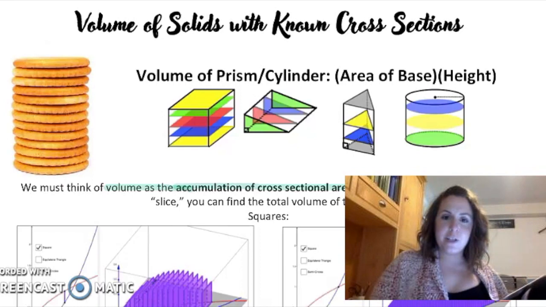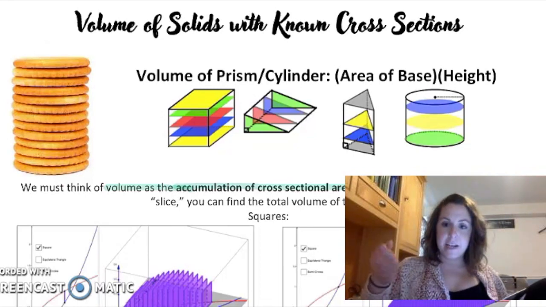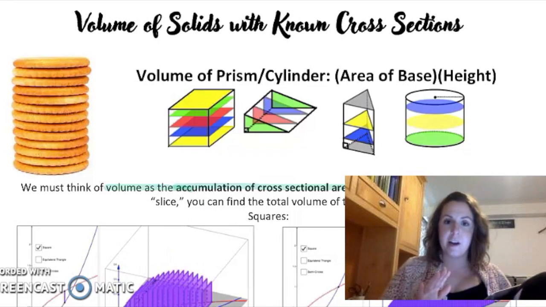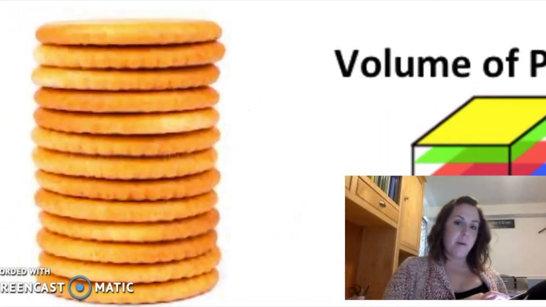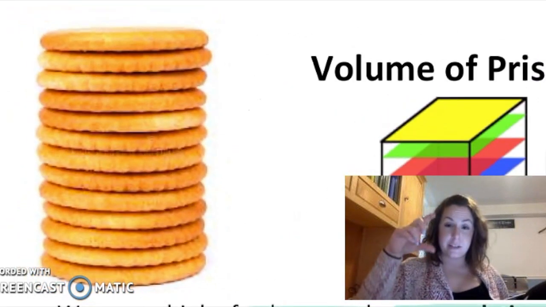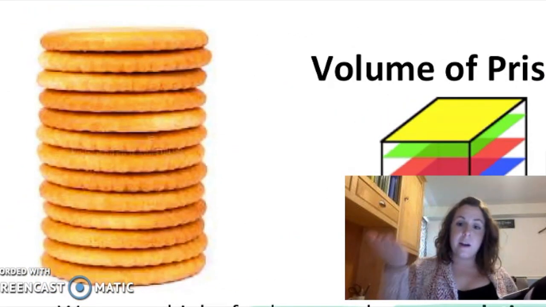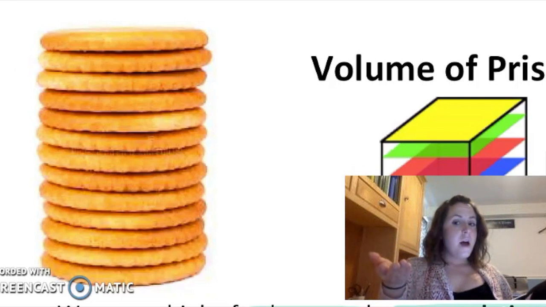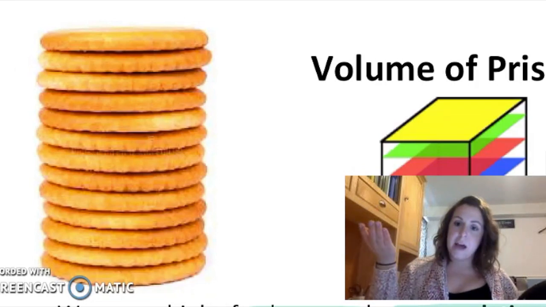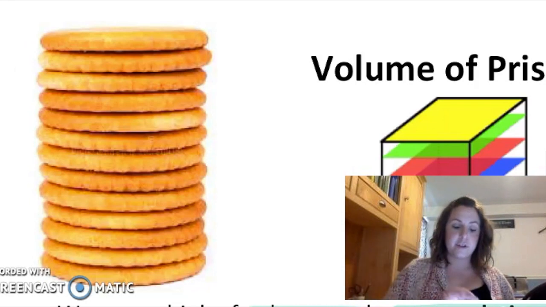Hey guys, in this video we're going to talk about finding volumes of known cross sections. That's when I have a solid and I know the shape of the cross-sectional area, and I'm going to find the volume of that. So we're going to start with this idea that whenever I find the volume of something, think about it like a stack of Ritz crackers. I would find the area of the base, which here is a circle, and multiply it by the height because I'm stacking up those cross-sectional areas.